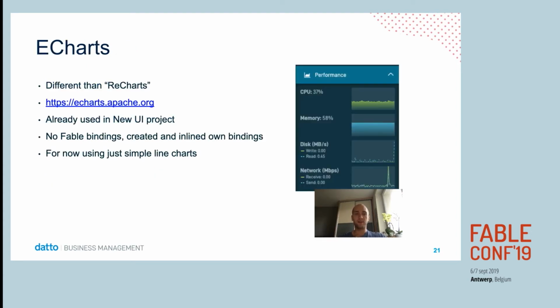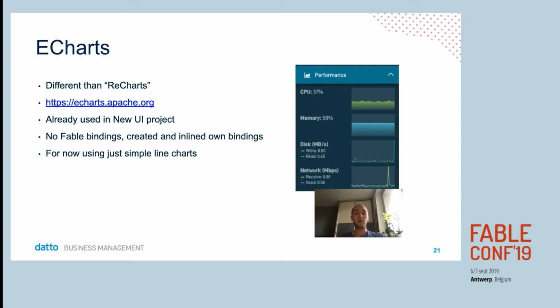And another library that we needed to use is eCharts. So this is for the charting library. And I want to emphasize that it's different than Recharts. With name collisions in JavaScript libraries, there's a high chance that you can mix up two JavaScript libraries by their name. But what's important is that Recharts comes with Fable bindings, while eCharts does not. And again, we had to use the eCharts library because it was already used in the new UI project.